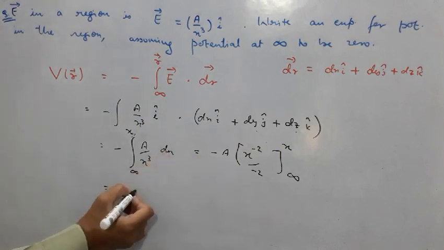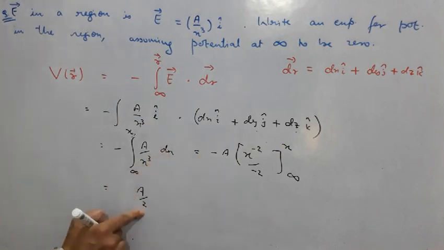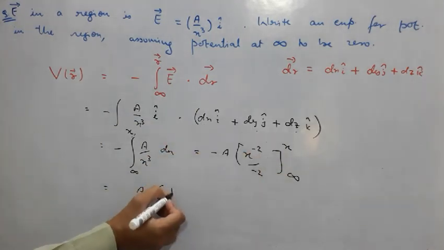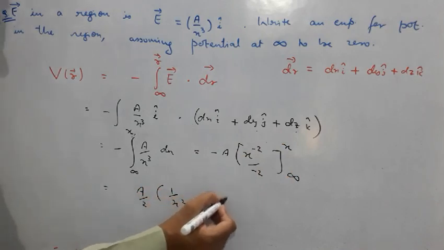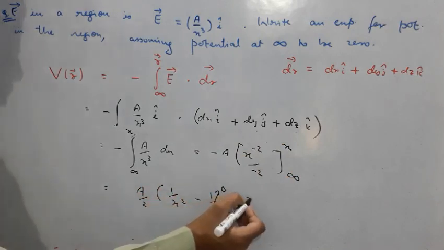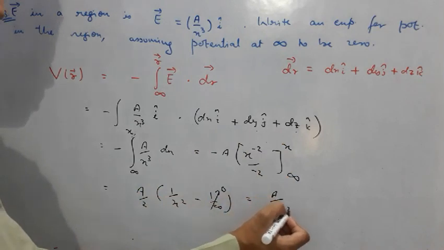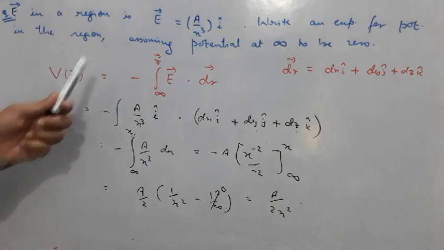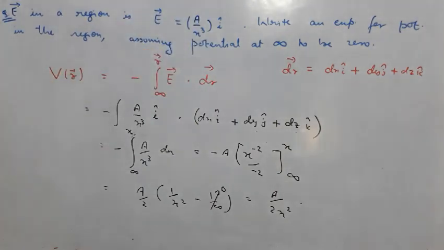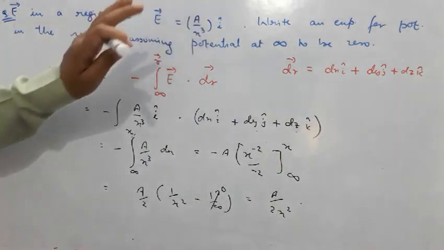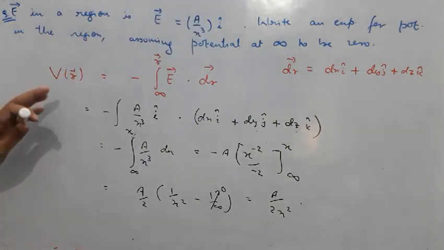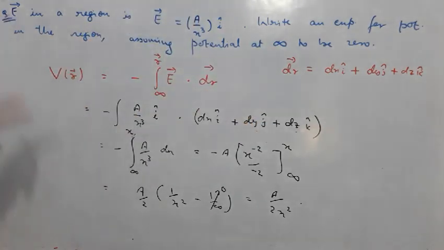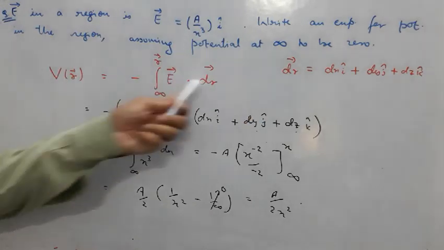So this becomes how much? So minus and minus becomes plus, a by 2 will be there. This is 1 by x square. So from infinity to x, first we'll put x and then we'll put infinity. So this tends to 0, and therefore the answer will be a upon twice of x square. This should be the expression for electrostatic potential if the electric field is given in this particular fashion. Now see, this electric field formula can be anything. Always understand the fact, students, that if electric field in a region be given, whatsoever be the expression, and you are asked to find the potential, it is this formula which you have to use.